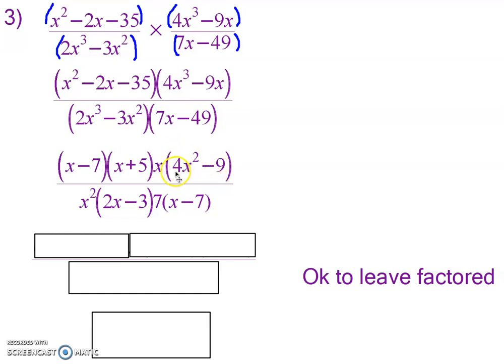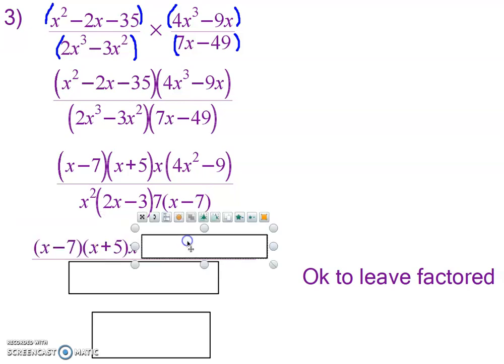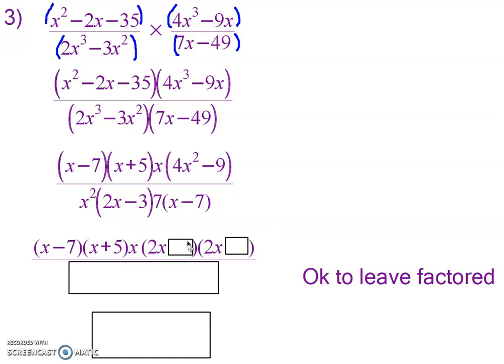X is something squared. 2 squared is 4. 9 is 3 squared. So we can factor that. We've pulled out the x. Difference of squares, you set up 2 parentheses. This time we have 2x times 2x to give us the 4x squared. 3 and 3 make the 9. Difference of squares, we have to have plus and minus.